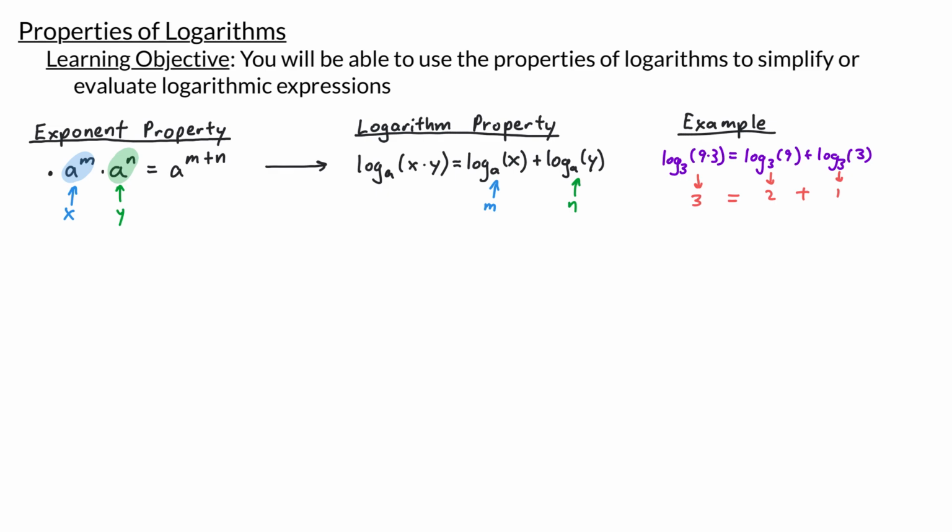Let's take a look at a second property. The exponent property that we'll be looking at is a to the power of m divided by a to the power of n is equal to a to the power of m minus n. So when we divide two exponential expressions with base a, we can combine things together to get a to the power of the exponent of the numerator minus the exponent of the denominator.